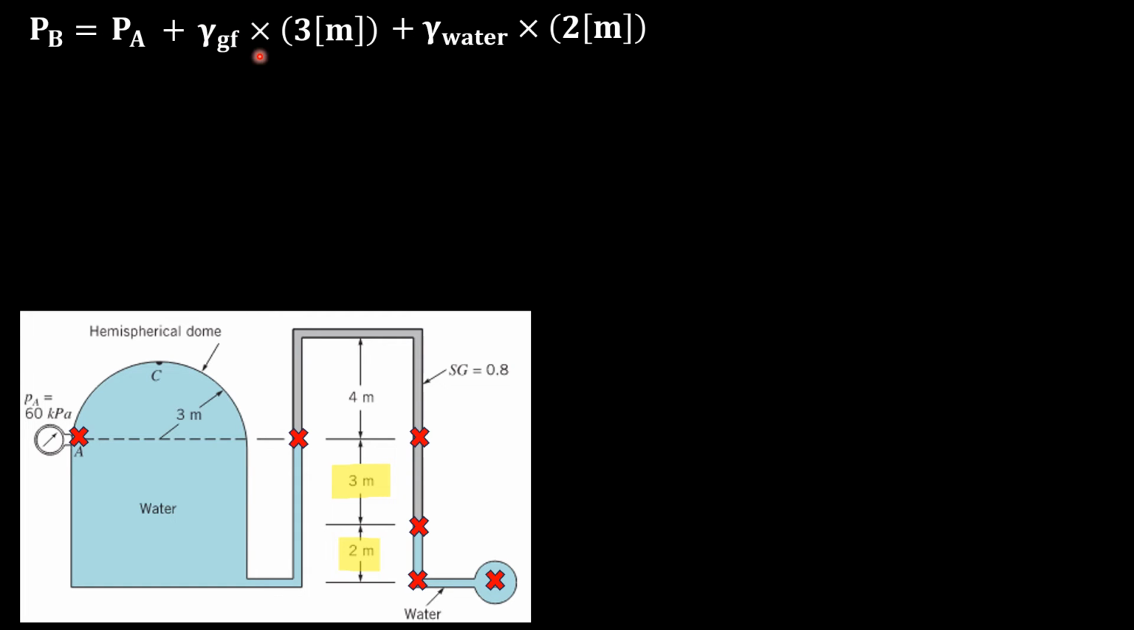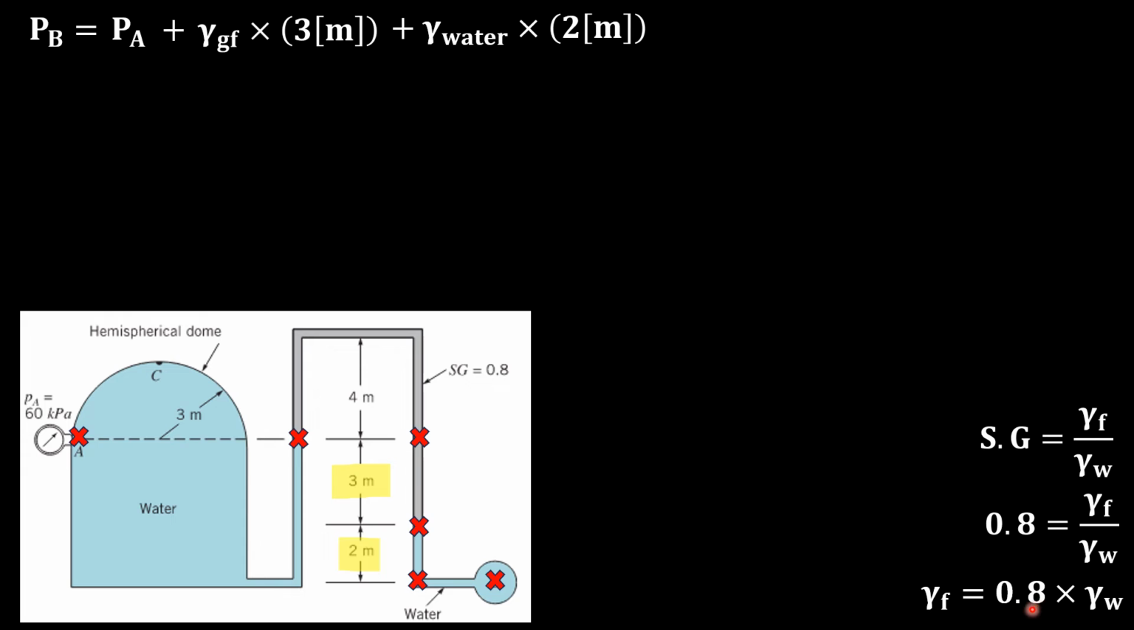All right, so now we want to know what is the specific weight for the gauge fluid. Here on the side, let's introduce another concept called specific gravity, which is a ratio between the specific weight of the fluid divided by the specific weight of water. The specific gravity is given to us in the problem as 0.8. So now we can solve for the specific weight for the gauge fluid by taking the specific weight of water from one side of the equation from division to multiplication. And that's what we're going to have in here.